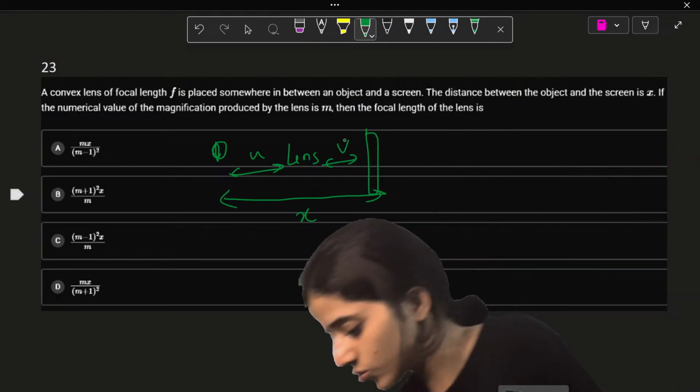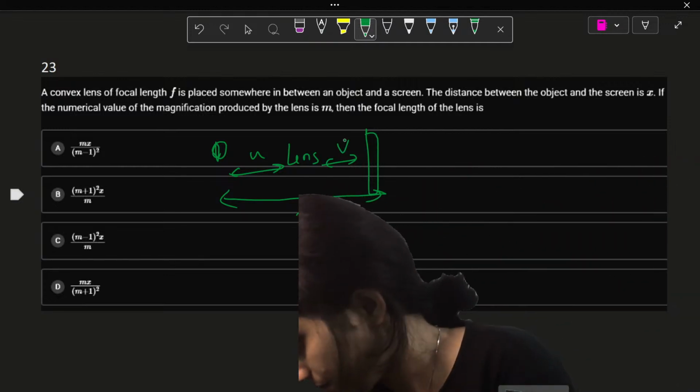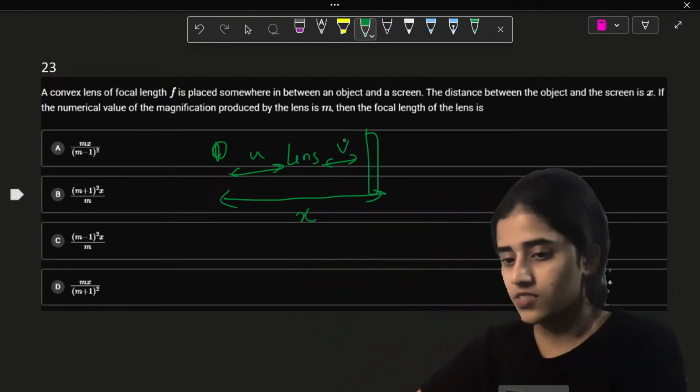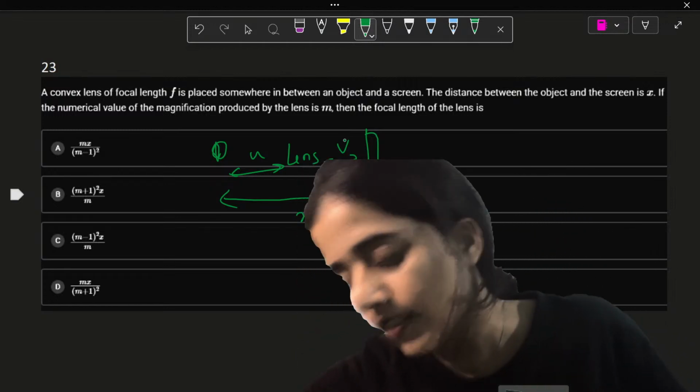Can I connect my charger, students? Otherwise, my laptop will switch off. Just a second. Sorry. Yeah, done.